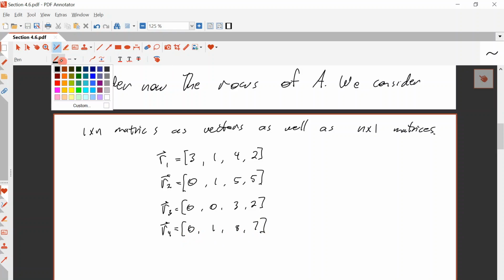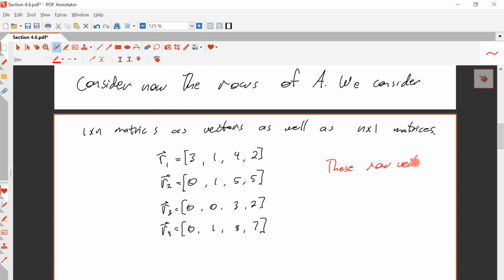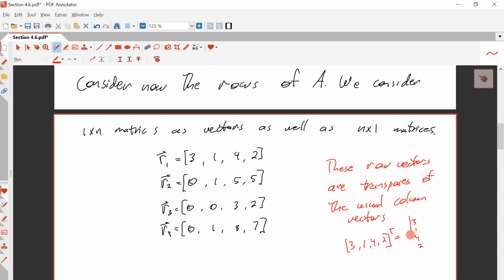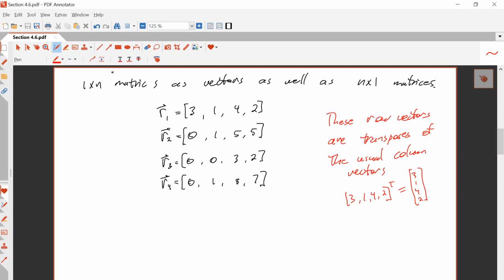So these are the row vectors, and of course these row vectors are transposes of the usual column vectors. I mean, 3, 1, 4, 2 as a column, when you transpose it, is 3, 1, 4, 2 as a row. So that's the usual way of thinking about such vectors, but there's nothing inherently special about using columns as opposed to rows.